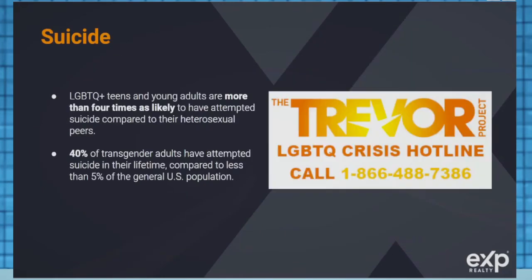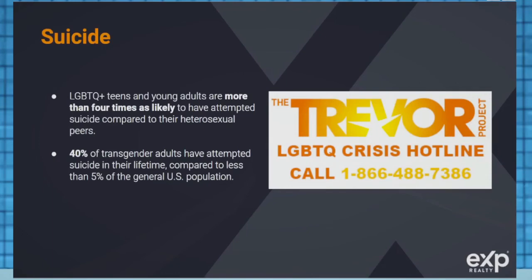One more slide on this. We're going to talk about LGBTQ+. Teens and young adults are more than 4 times as likely to have attempted suicide compared to their heterosexual peers. And the scariest number that we see on any suicide statistic, period, all over the world, is this one. 40%, almost half, of transgender adults have attempted to take their own life in their lifetime. That number in the general U.S. population is 5%. To me, 5% is high. 1 in 20 have attempted suicide. That's a big number. 40% is gigantic.